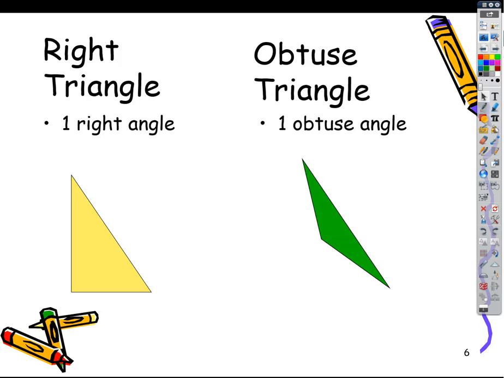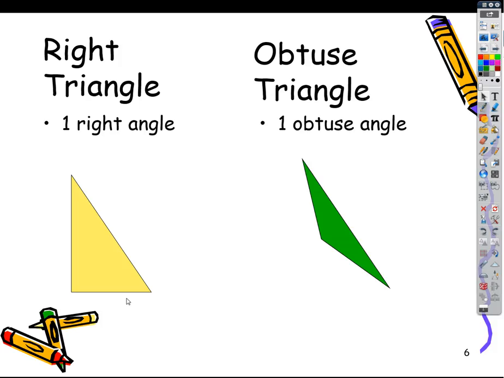Could you have a right isosceles triangle? Think about that for a second. What do you think? Yeah. Makes sense, doesn't it? Well, that would just be a right triangle where these two sides would be congruent, right?